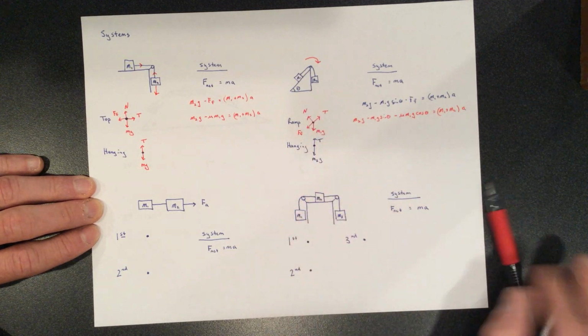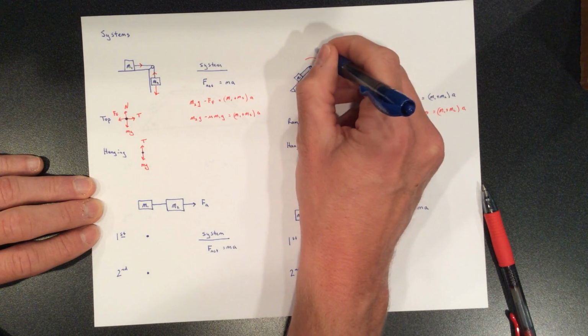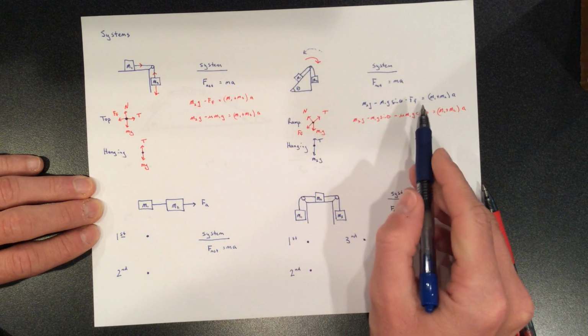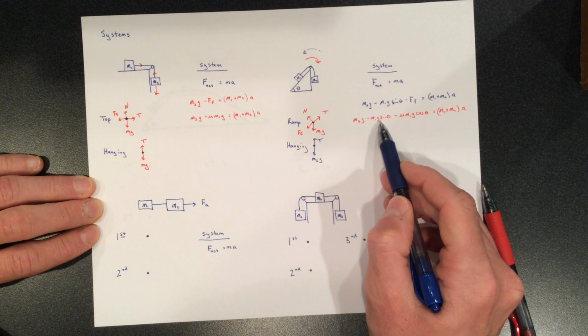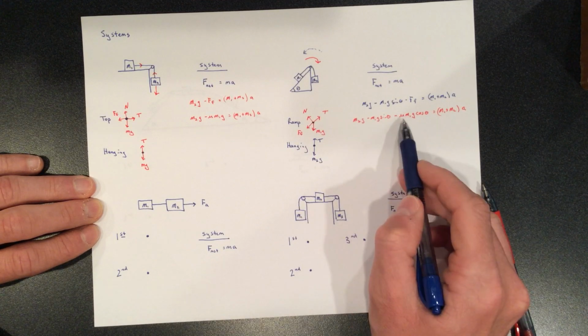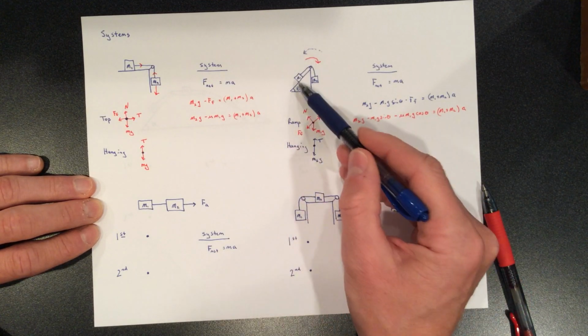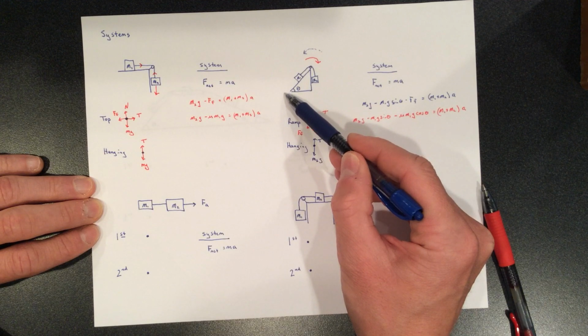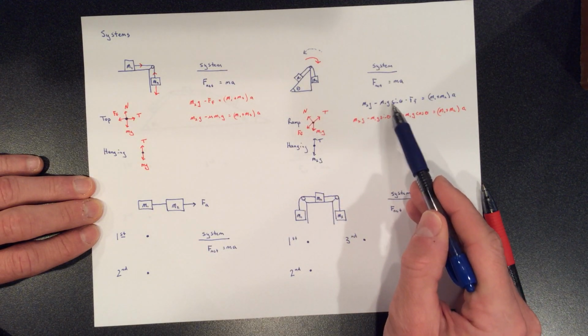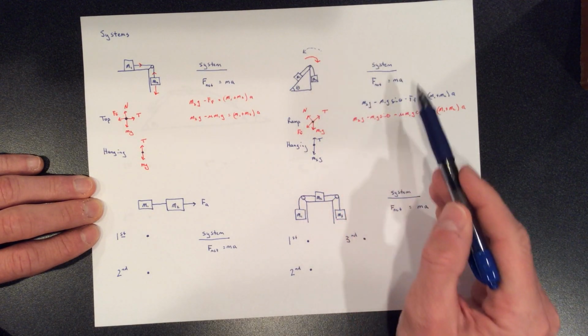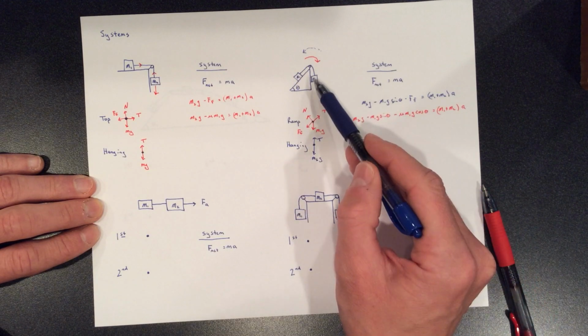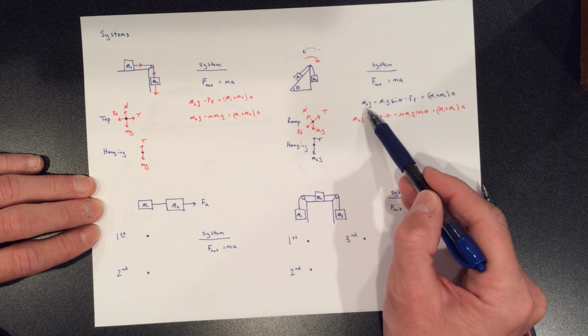If it actually turned out that the system went this way, then we'd have this be our positive, and these both would be negative. Again, if we were accelerating this way, it'd be this guy's gravity, m1g sine theta. Friction would be up the ramp, it'd still be a minus friction, and this guy would then also oppose the motion.